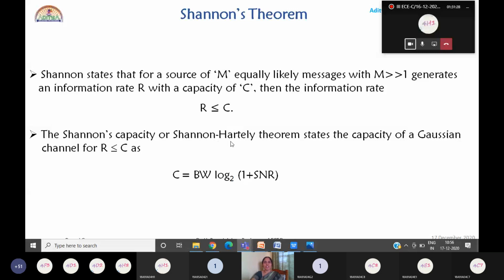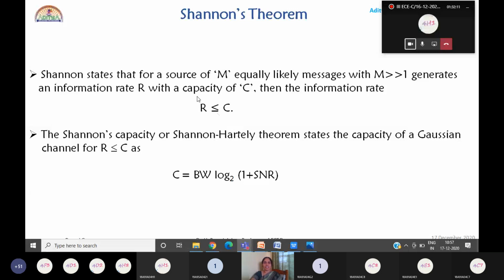So this Shannon-Hartley theorem we can prove as the capacity of a Gaussian channel. The capacity of a Gaussian channel is bandwidth into log 1 plus SNR base 2, and this is valid only when R is less than or equal to C. It is valid only when it satisfies Shannon's theorem. Shannon's theorem is R is less than or equal to C, and our Shannon-Hartley theorem, or Shannon's capacity theorem, is bandwidth into log 1 plus SNR base 2. This is valid only when R is less than or equal to C. So please remember Shannon's theorem so that you can continue with the Shannon-Hartley theorem.